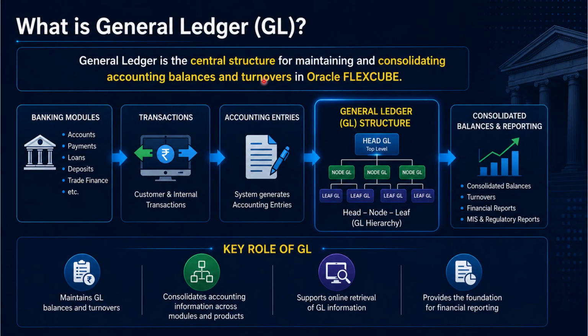It provides a structured way to maintain and consolidate balances and turnovers across the different types of accounts maintained by a bank. Accounting information generated across different banking products and modules ultimately contributes to the bank's general ledger structure. Using this structure, the bank can consolidate GL balances and turnovers and retrieve GL information online. In simple terms, the general ledger gives the bank a consolidated accounting view of its financial activities.